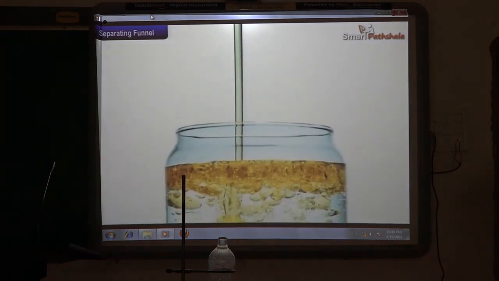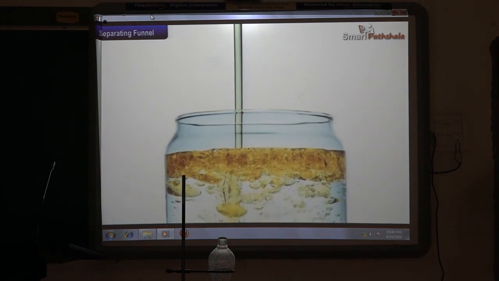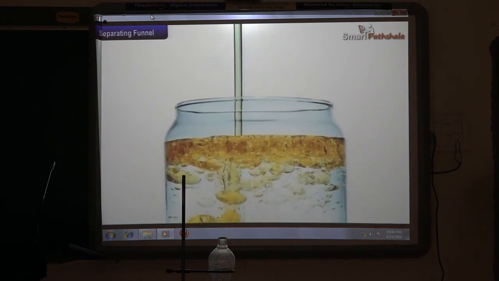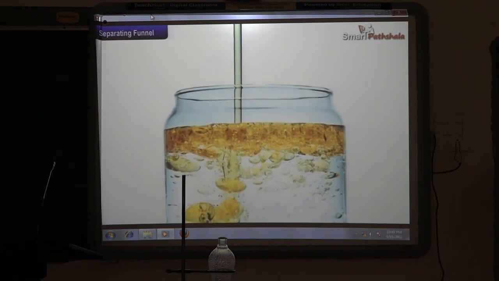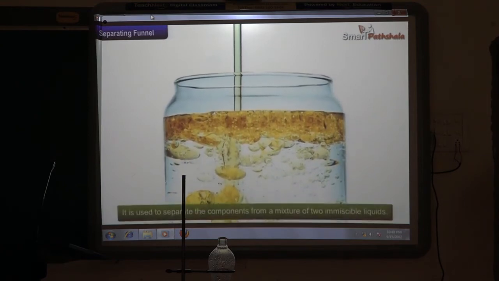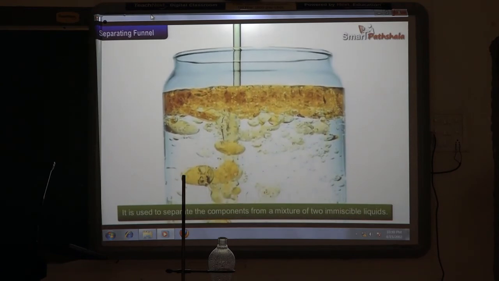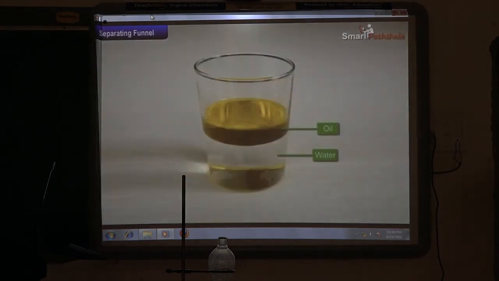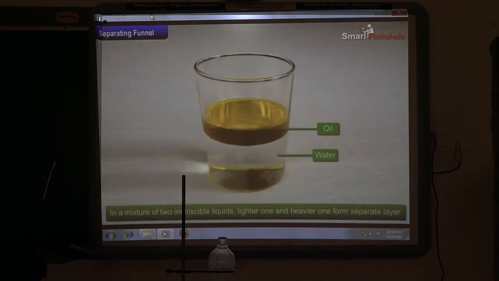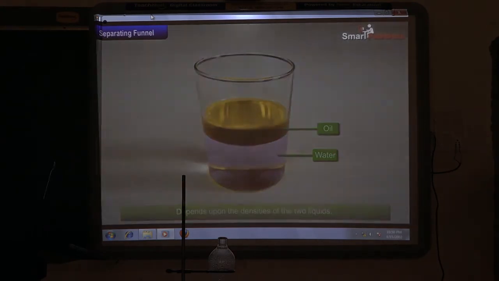Now, let's understand the principle behind the separation of two immiscible liquids. The principle is that it is used to separate the components from a mixture of two immiscible liquids, such as a mixture of oil and water. In a mixture of two immiscible liquids, the lighter one and the heavier one form separate layers. This totally depends upon the densities of the two liquids.